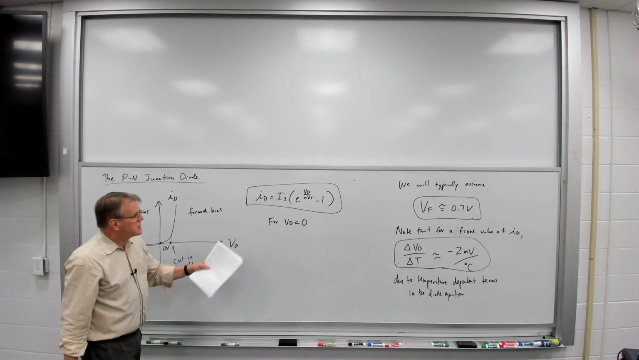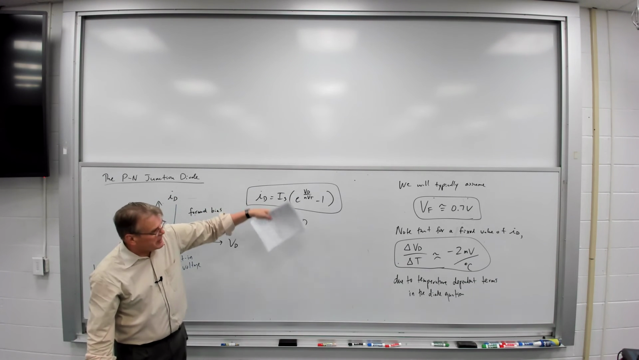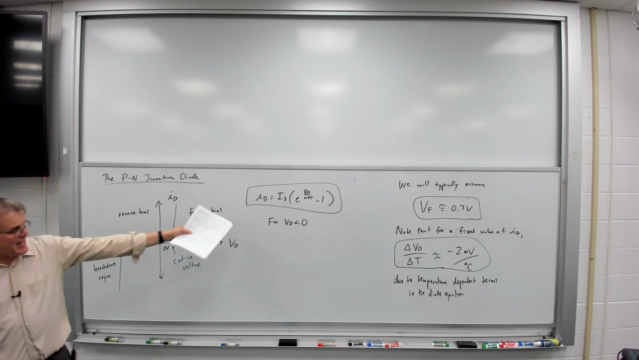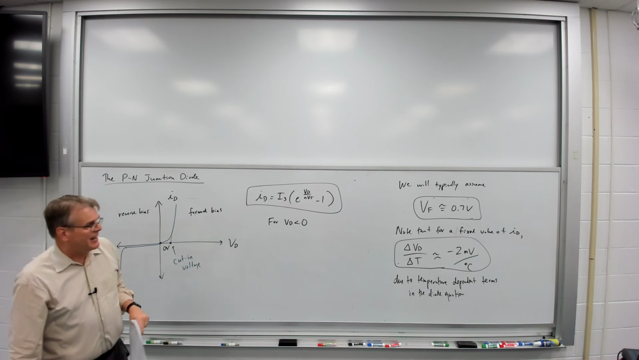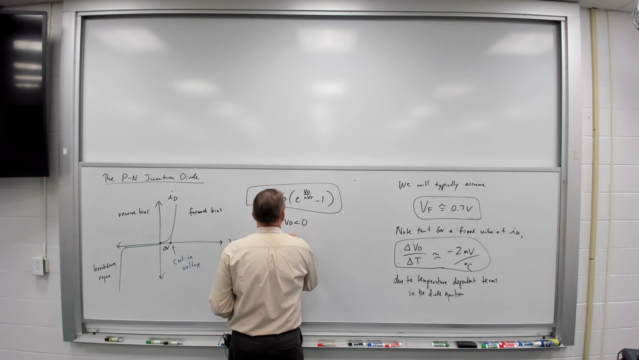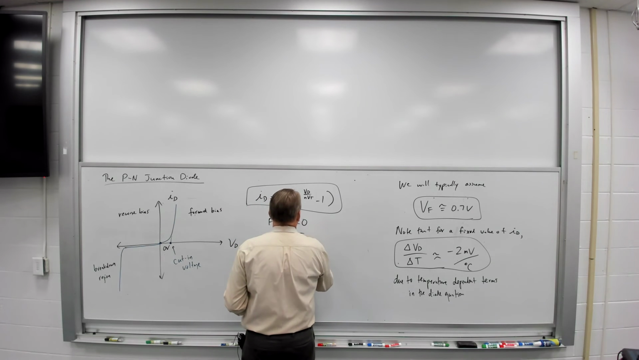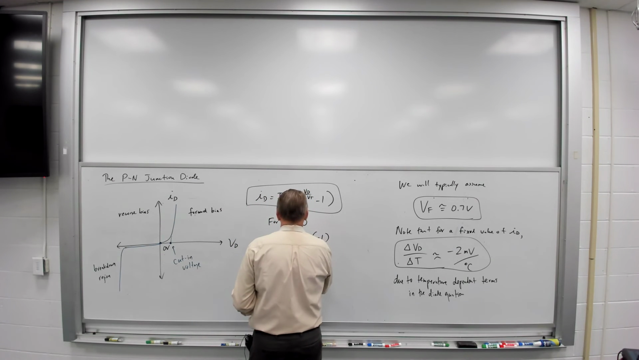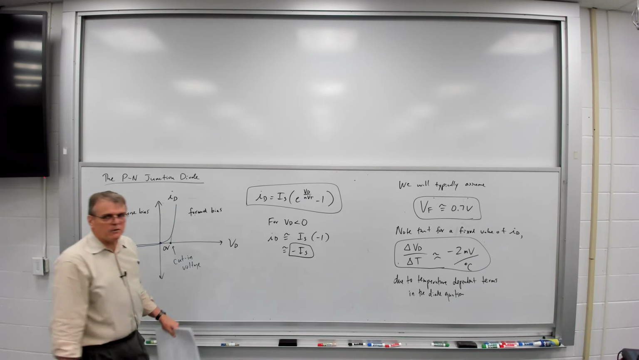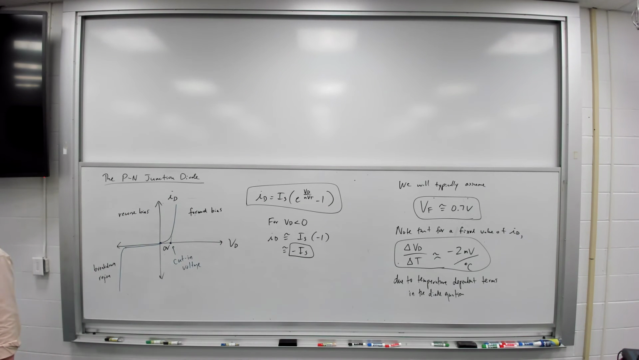in this case, this exponential term becomes very, very small, much less than the 1. And therefore, in this case, ID will be equal to IS times minus 1, which is equal to minus IS. So the diode current is now minus IS.